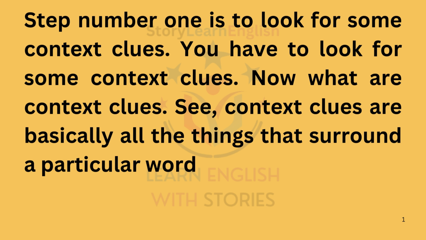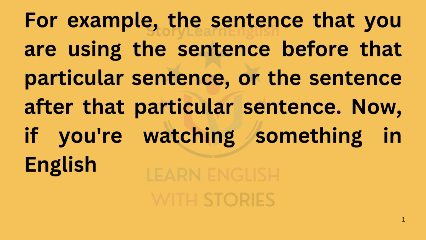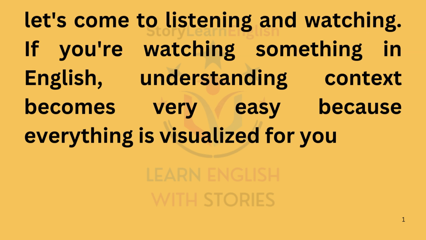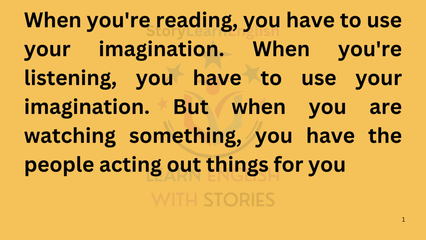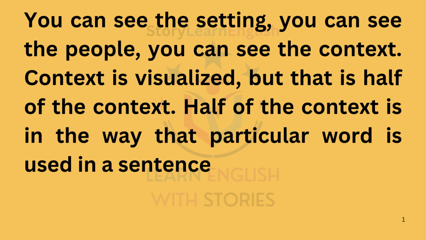Now, what are context clues? See, context clues are basically all the things that surround a particular word. For example, the sentence that you are using, the sentence before that particular sentence, or the sentence after that particular sentence. Now, if you're watching something in English, let's come to listening and watching. If you're watching something in English, understanding context becomes very easy because everything is visualized for you. When you're reading, you have to use your imagination. When you're listening, you have to use your imagination. But when you are watching something, you have the people acting out things for you. You can see the setting, you can see the people, you can see the context.